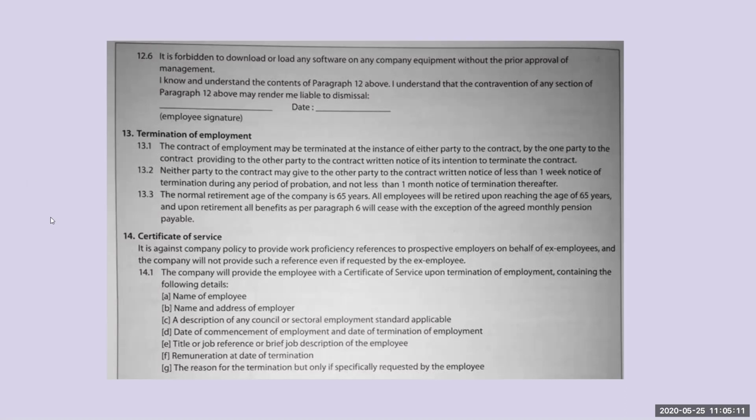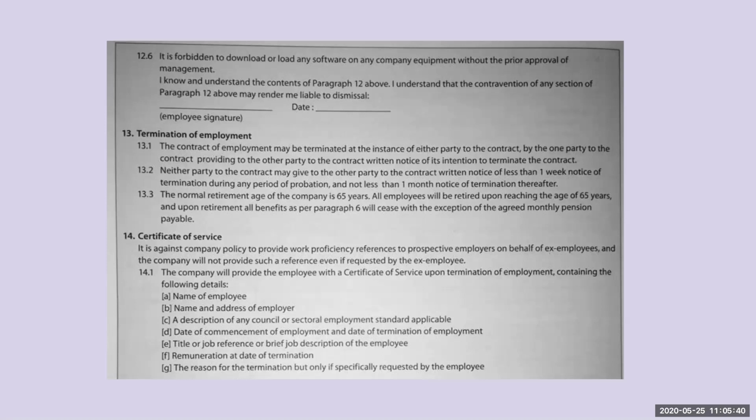Termination of employment, that is when my employment is ended. The contract of employment may be terminated at the instance of either party to the contract by the one party to the contract providing to the other party to the contract written notice of its intention to terminate the contract. Wow, that's a mouthful. That means that if I want to leave my job, I have to put it in writing for my boss. If my boss wants to terminate my job, they have to put it in writing for me as well.